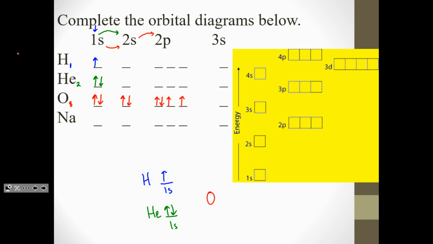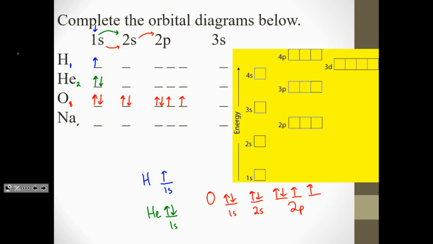So if I'm doing oxygen, I would do 1s, and I would have 2. I would do 2s, and I would have 2. And then on 2p, I have 3 lines. Up, up, up, and down. And I'm missing 2. And to be satisfied, oxygen's going to have to gain 2 more electrons to be happy.